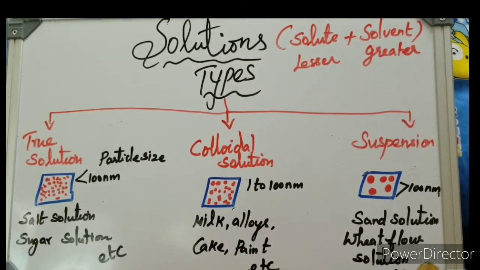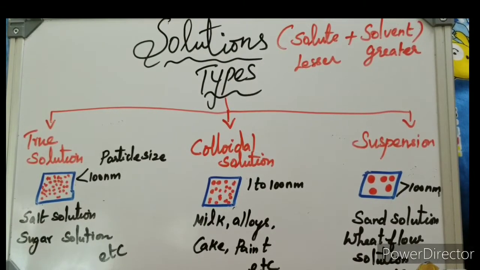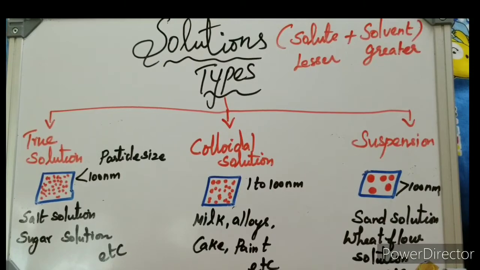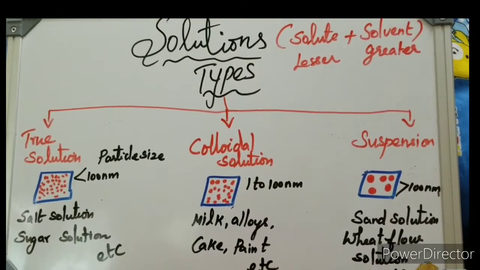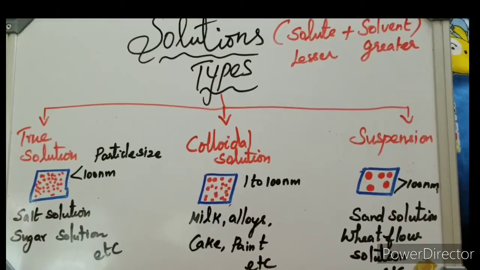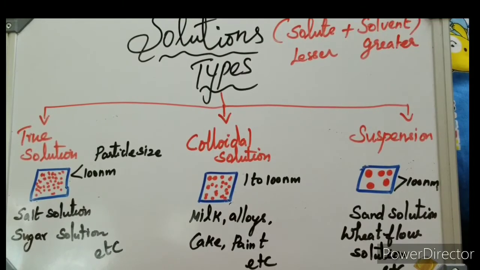A solution is a homogeneous mixture of two important components. One is solute, another one is solvent. In any solution, it is prepared by the combination of these two components. The one present in the greater proportion is called the solvent. The one present in the lesser proportion in a solution is called the solute.